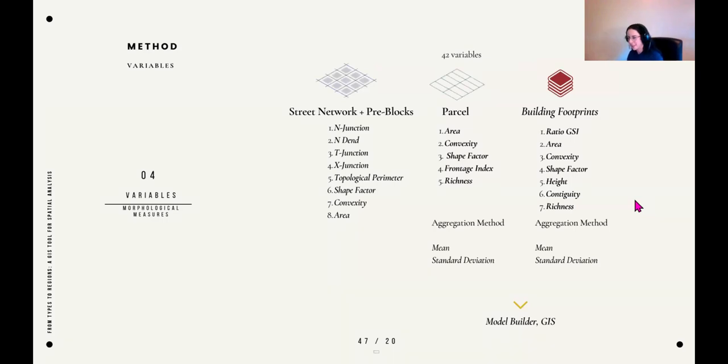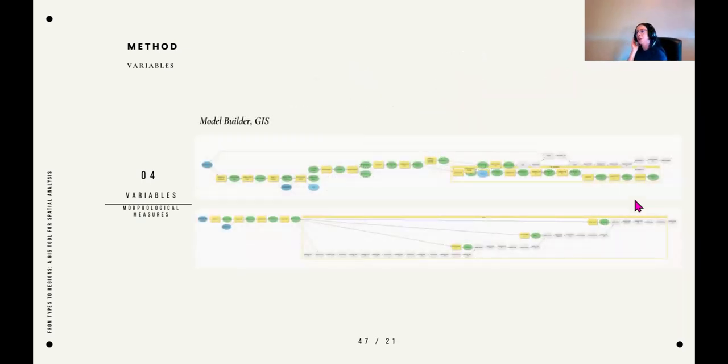Now we're looking at the final set of variables, which is about 42 variables, considering the 3 layers. Before we go through the original variables, there was an exercise to narrow down to this 42, but we'll be checking that in a second. So the street network and the pre-blocks are, let's say, pure measures, while parcels and building footprints are aggregated measures into the block. And in order to run all the analysis and calculate all the measures, we also used Model Builder in GIS in order to run and calculate all the measures in a systematic way, so that we could reproduce the same thing throughout all the cases.